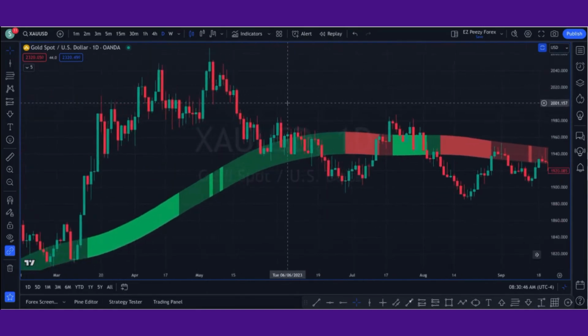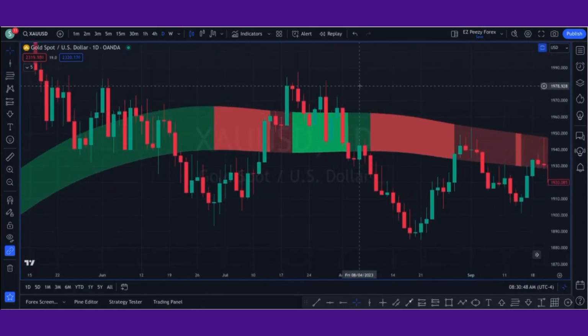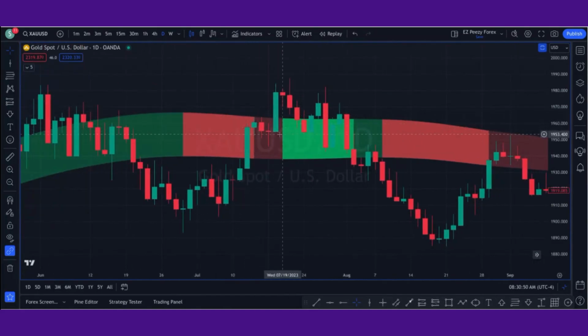So let me show you what I mean. Like right here you can see price crossed this market bias, right? You may call this a baseline cross, but if you notice, the color is still red. So for me, if I see the color still red, I'm not going to sell. Does that make sense? I'm not going to sell because even though it crossed this baseline, it's still red.